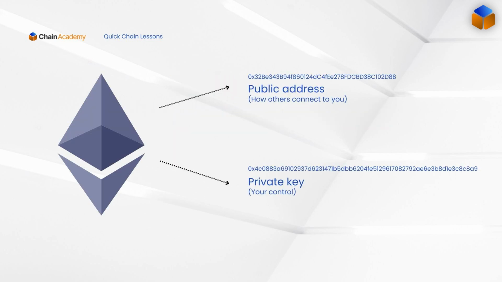Let's start with the foundation, the Ethereum account. In Ethereum, an account is simply an entity that can send and receive transactions and hold a balance of Ether. Every account has two key things: a public address and a private key. The private key is what gives you control. It's your digital signature. Whoever holds that private key can move the assets tied to that account. That's why it must be kept secret at all costs.